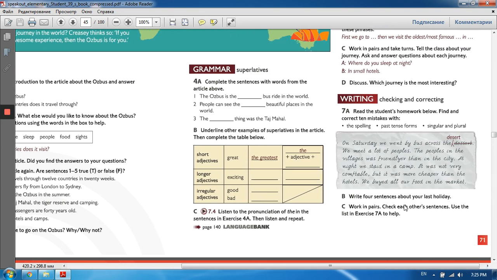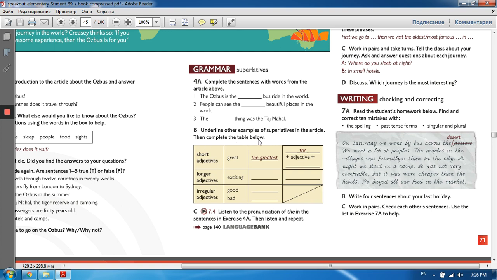So, we have got here grammar material, superlatives. Exercise 4A. Complete the sentence with the words from the article above. The first one. The Ozbus is the longest bus ride in the world. We use the word here, longest. Second one. People can see the most beautiful places in the world. The most. And 3. The best thing was the Taj Mahal. Best.